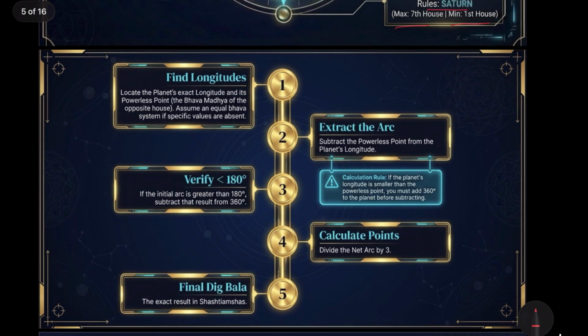This is the formula for how we do the calculation. We have to calculate the exact longitude of the planet and the powerless point, and we assume the equal bhava system if any specific value is absent. Then we extract the arc by subtracting the powerless point from the planet longitude. Please note, if the planet longitude is smaller than the powerless point, then we add 360 degrees to it for the calculation. After that, if the arc is less than 180 degrees, we do nothing. If it is greater than 180 degrees, then we subtract it from 360. Whatever value we get, we divide it by 3 and it gives us the final Digbal in Sashtyamsha.